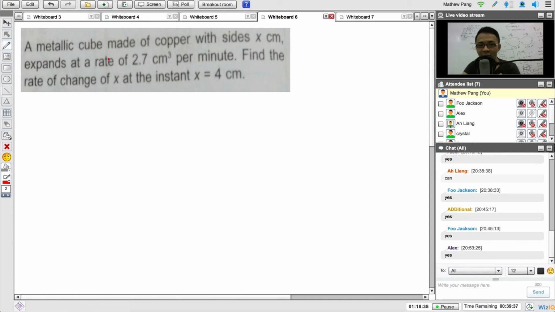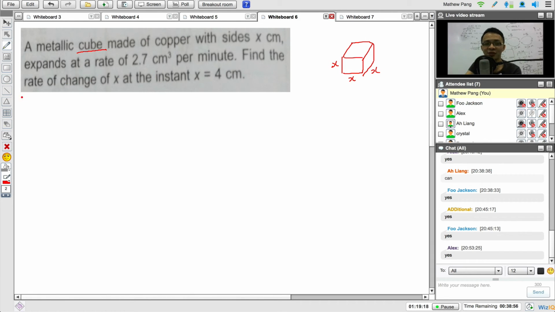Okay. Over here, the question says a metallic cube. So you must be very sensitive with the word cube. Because what is the meaning of cube? Cube is a box with the same sides, right? This one we call it cube. Alright, with the side x, so it has the length x, x, and x. Alright, it expands at the rate of 2.7 cm cubed per minute. Find the rate of change of x.